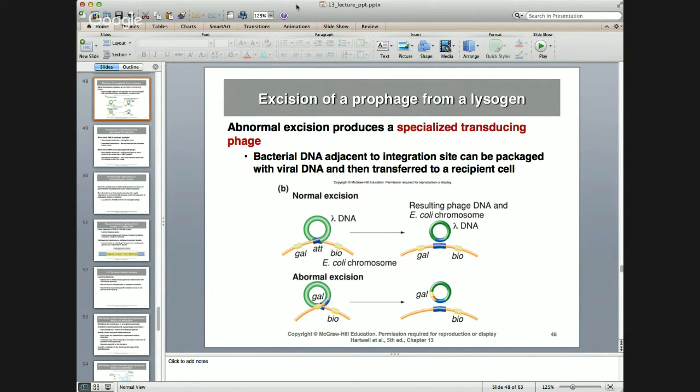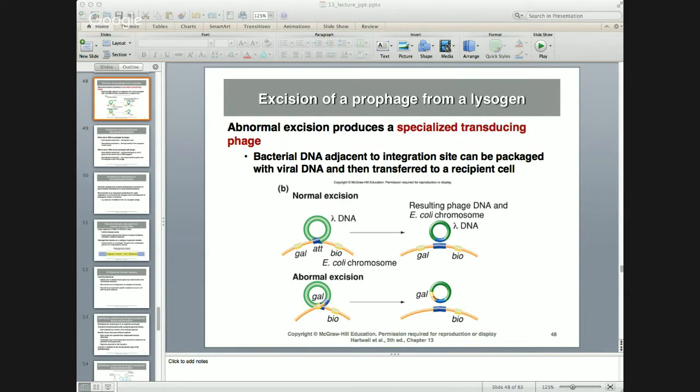Okay, so I think the next slide just summarizes a comparison between generalized and specialized transduction. Here we go. It says here, generalized transduction occurs during the lytic cycle. Specialized occurs when you transition from the lysogenic to the lytic cycle. It says which donor DNA can be packaged with the phage. In generalized transduction, any bacterial gene could be packaged. With specialized transduction, only the genes near the integration site of the phage will get packaged.